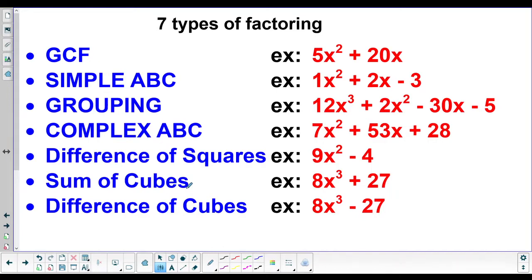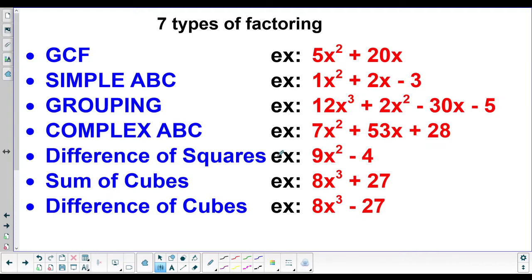Complex factoring, maybe a little harder to tell because you're like, oh wait, is it a GCF problem? Is it simple factoring in disguise? But the giveaway is there are going to be 1, 2, 3 terms, and even after you pull out a GCF, there's going to be a number in front of the x squared. You might have a GCF that you can pull out, but if you still have a number in front of the x squared, you're going to be doing complex.